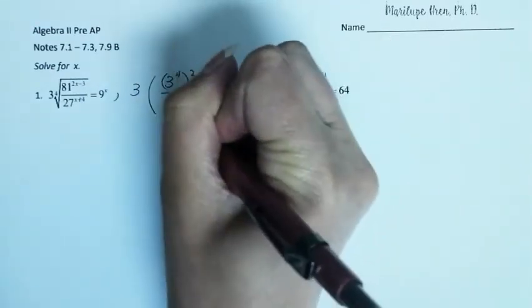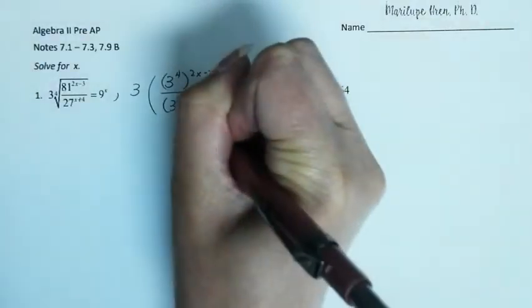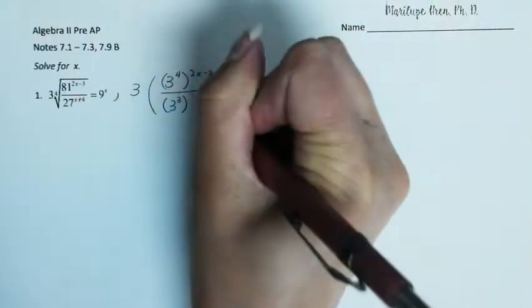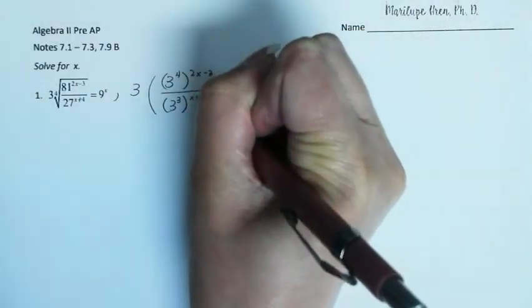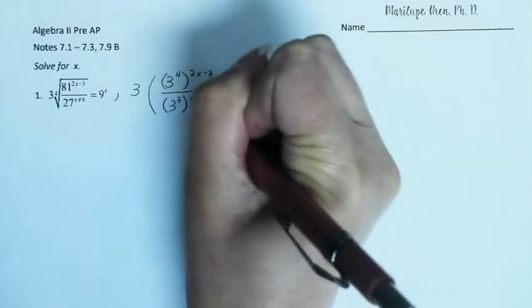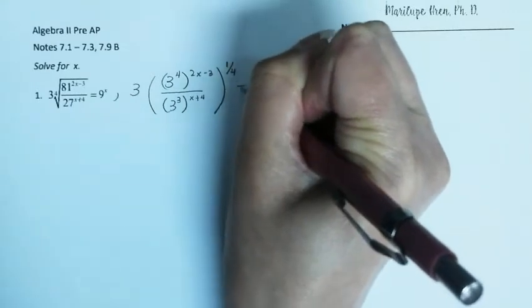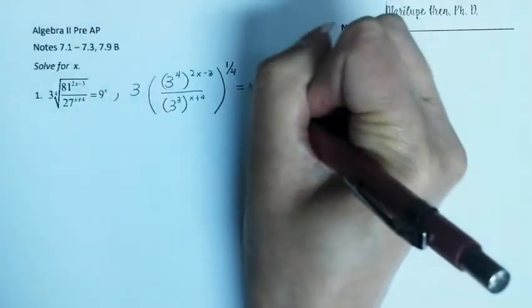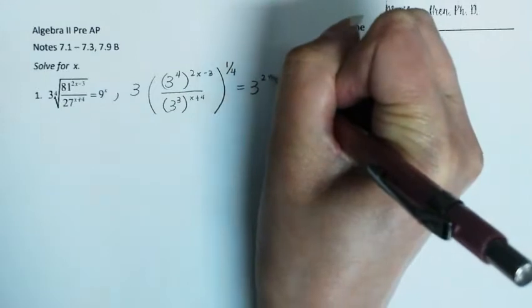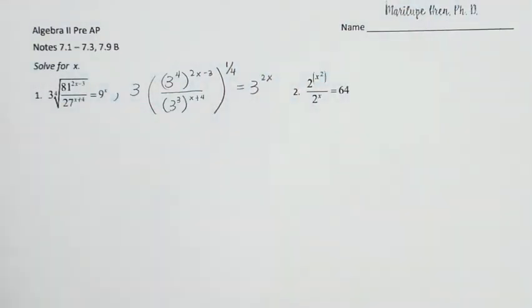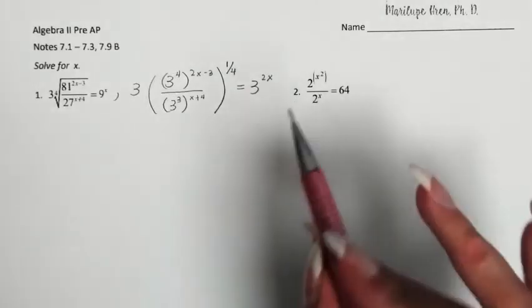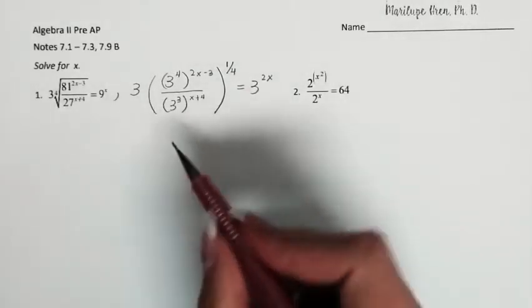Then on your denominator you have that beautiful 27, that is 3 to the power of 3, and that one is to the power of x plus 4, excuse me. Close it, 1 over 4, and this is going to be equal to 9, which is 3 squared, to the power of x. Now you can see that everything has to do with 3, so our base is going to be 3 for this problem.